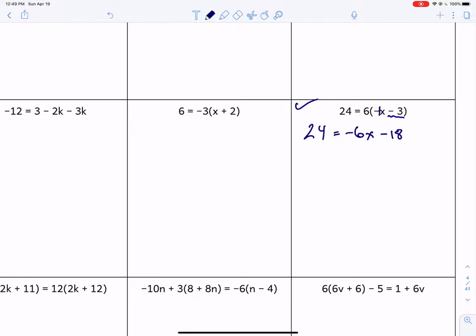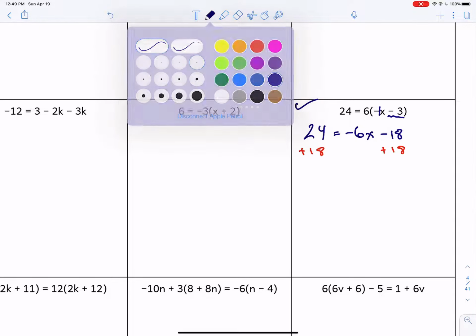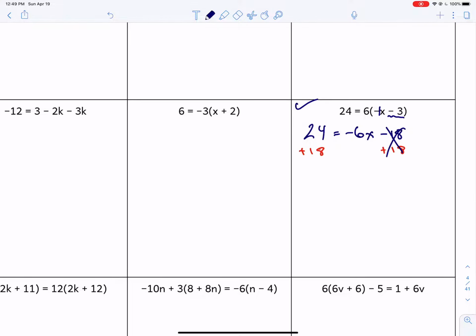Okay, and then we're just going to isolate the variable, getting rid of all the numbers on the same side as that variable until we have the variable by itself. So that would make this 0. So on the right side, all we have left is negative 6x. On the left, 8 plus 4 is 12. So that's 42. And then we divide both sides by negative 6. And we get negative 7 equals x.